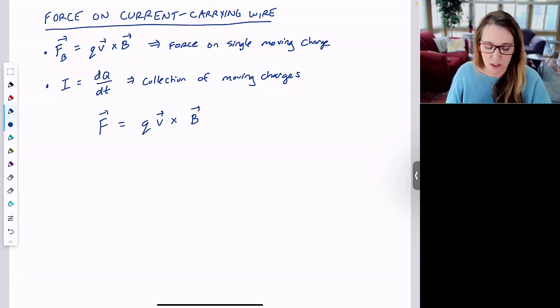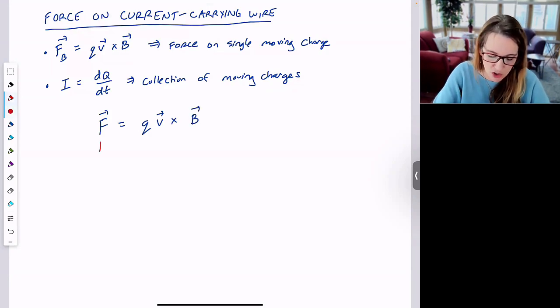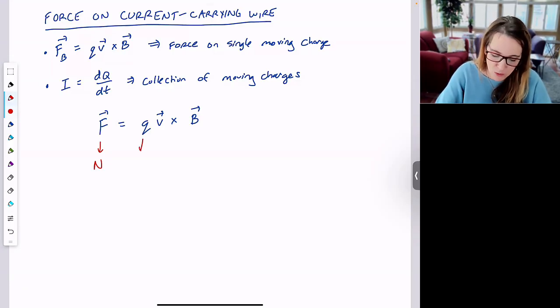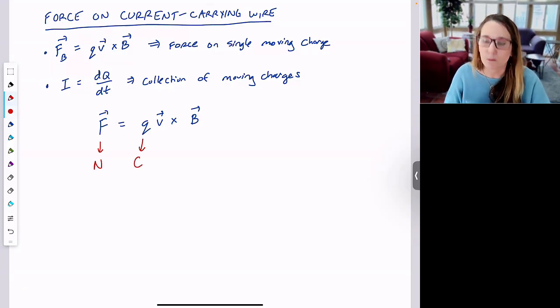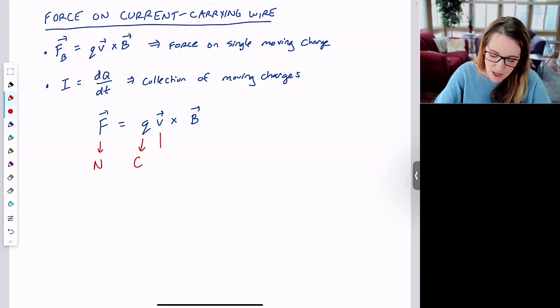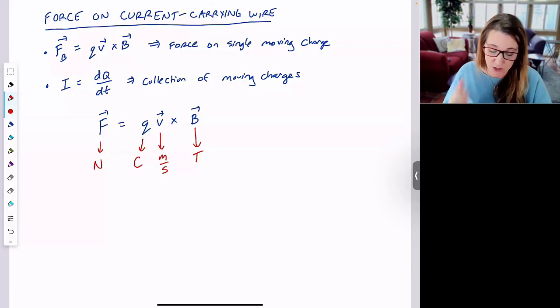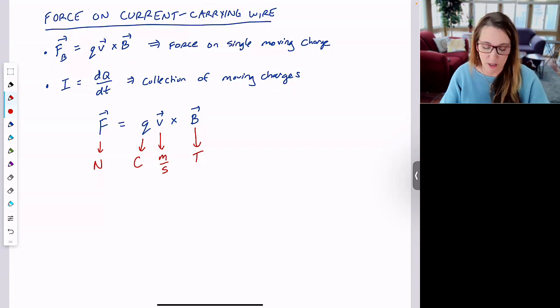One of the easiest things we can do is just look at the units of each of these. The force is in newtons, the q is in coulombs, the v is in meters per second, and the B is in our units of magnetic field, which is the tesla. And so the force in newtons can be the coulombs times meters times tesla over seconds.